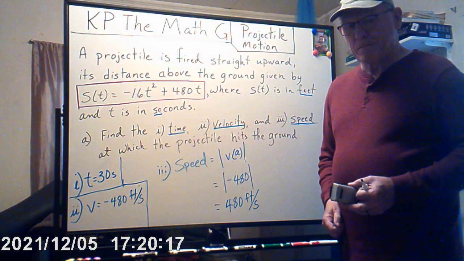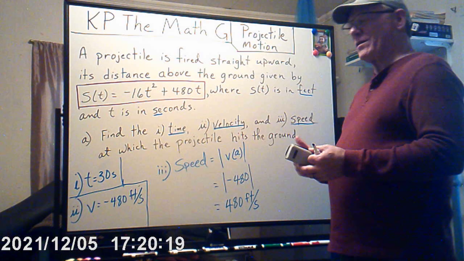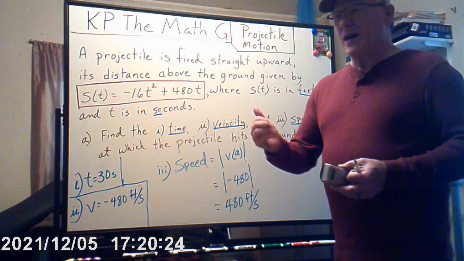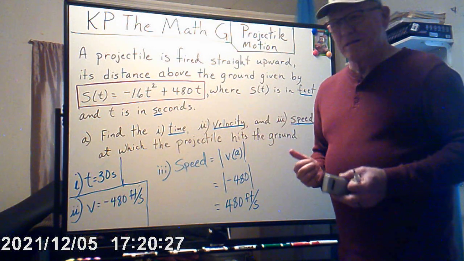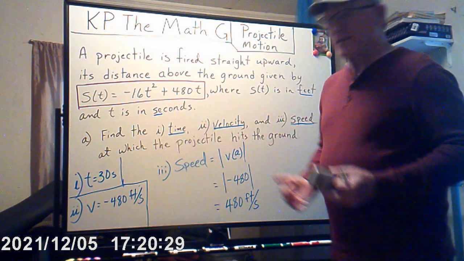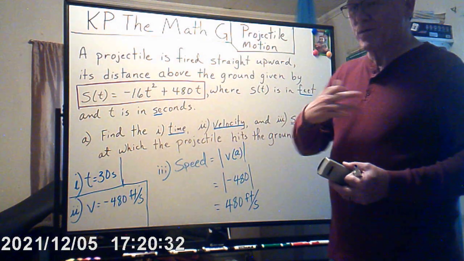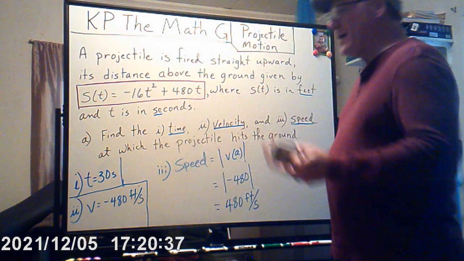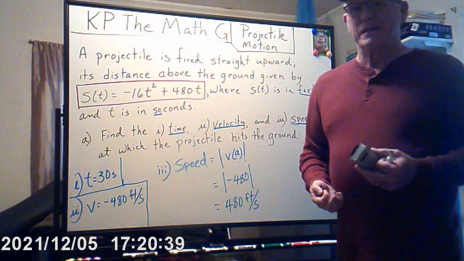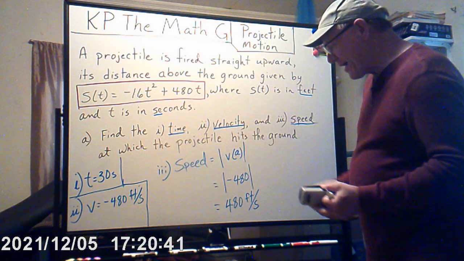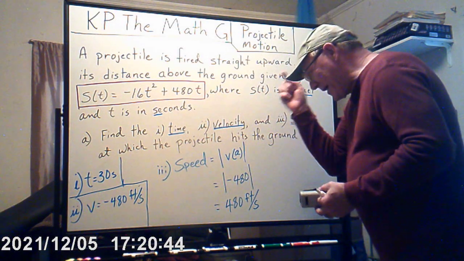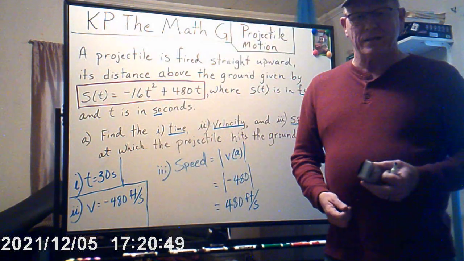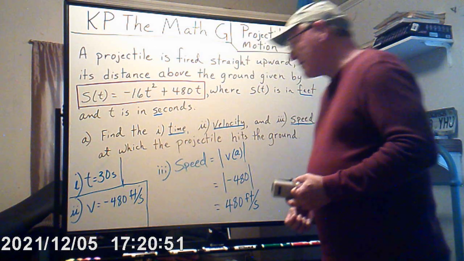It's kind of like if I back up a car 30 miles an hour, the velocity would be negative 30 miles an hour, but the speed would be positive 30 miles an hour. If I'm going forward 30 miles an hour, my velocity is 30 miles an hour, and my speed is 30 miles per hour. Okay, that's the idea behind speed. Speed is not negative. Velocity can be negative or positive, either way. So keep that in mind.